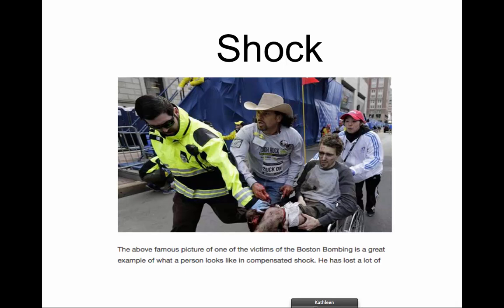I want to talk a little bit about shock and make sure that you read your chapter in your book on shock. And I love this picture because it really depicts traumatic injuries that can cause shock and what a patient actually looks like when they're in shock. And you can see that this patient was a victim of the Boston bombing and lost his leg. And you could see how pale he is and how they're rushing him to the ED to get him into surgery to stop the bleeding.